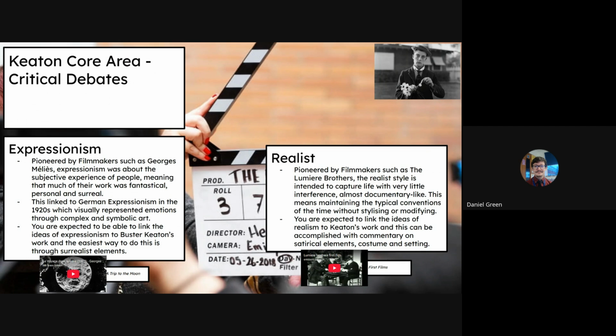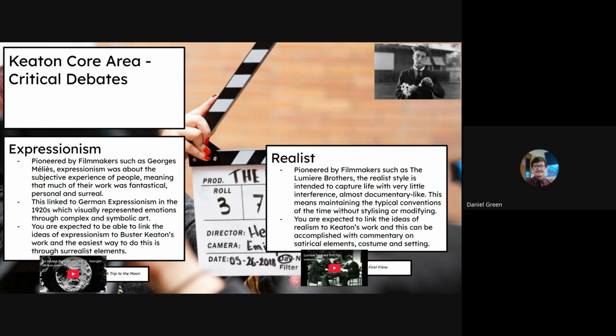So what I want you to keep in your mind is Georges Méliès, who pioneered, or was one of the pioneers of, the expressionist movement. And it was about the subjective experience of people, meaning their work was much more fantastical, personal, and surreal. For example, films like A Trip to the Moon, which I'm not going to play because I don't know if I'll end up having the video taken down or copyright struck, and I want you to be able to have this before revision. A Trip to the Moon is incredibly fantastical and expressionist, and it feels over the top and unrealistic in aspects. So it's more about the subjective viewing of the world, like you're viewing something in a certain way.